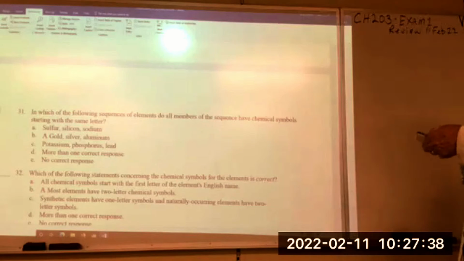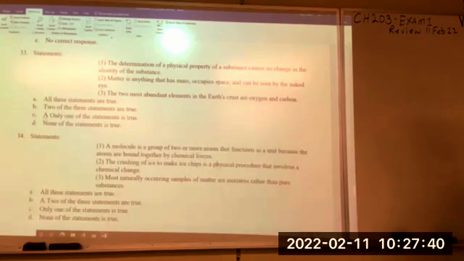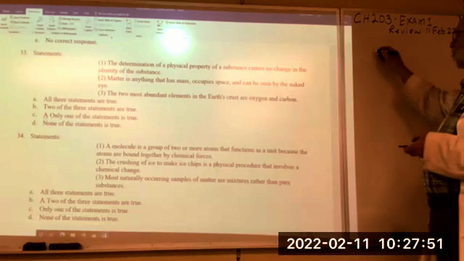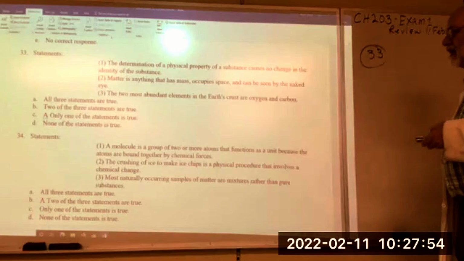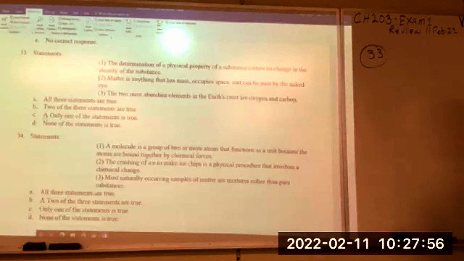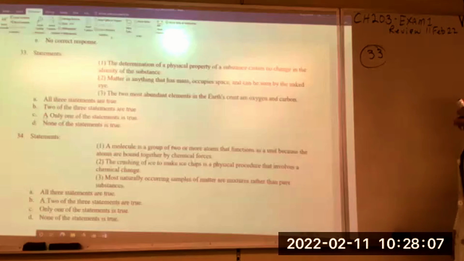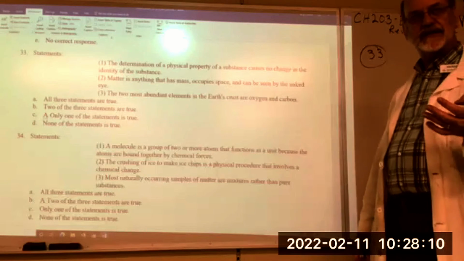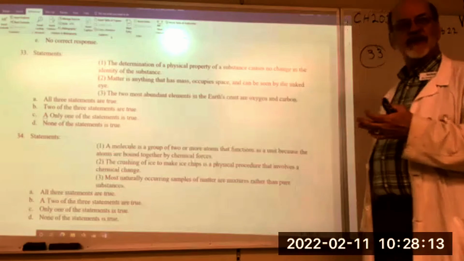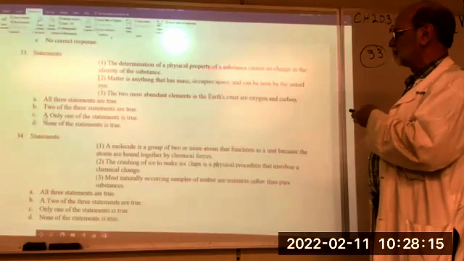Okay, let's see. 33. Let's see if this one's worth wrestling with. Okay, I'll do 33. How many of these are true? The determination of a physical property of a substance causes no change in the identity of the substance. Yeah. Physical property has no impact on the identity of the substance. It refers to some type of potential for the substance.